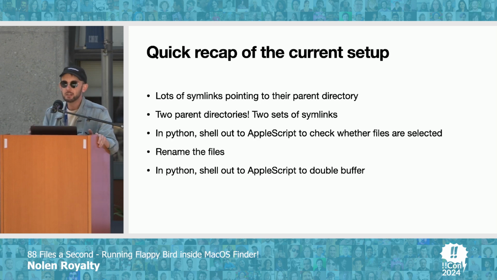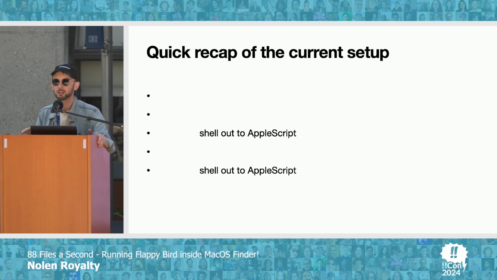So let's recap our current setup. We've got a lot of symlinks, 22 symlinks pointing to their parent directory. In fact, we have 2 different parent directories, 2 sets of symlinks. In Python, we're shelling out to AppleScript to check whether a file is selected. Then we rename the files. And then in Python, we shell out to AppleScript again to do our double buffering. That's a lot of shelling out to AppleScript.